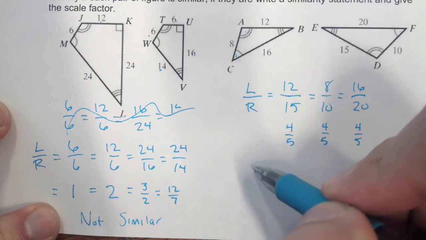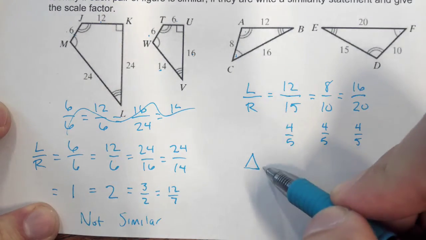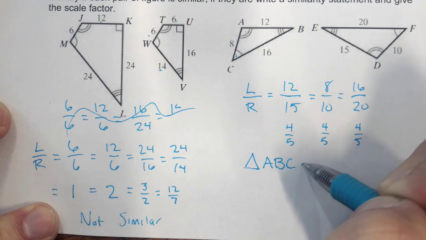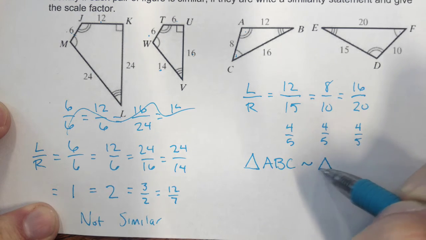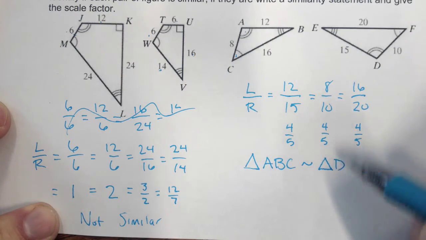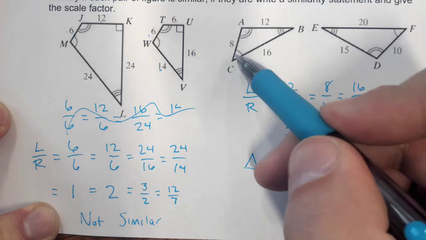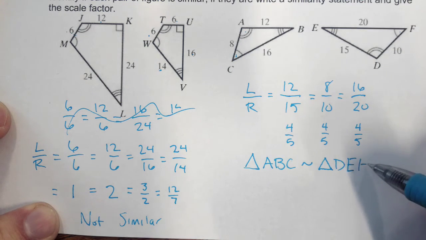Now, again, with our similarity statements, we need corresponding angles to line up. So I'm going to name that triangle on the left first. Triangle ABC is similar to triangle... Okay, A has 2 marks, D has 2 marks, B has 3 marks, E has 3 marks, C has 1 mark, F has 1 mark.